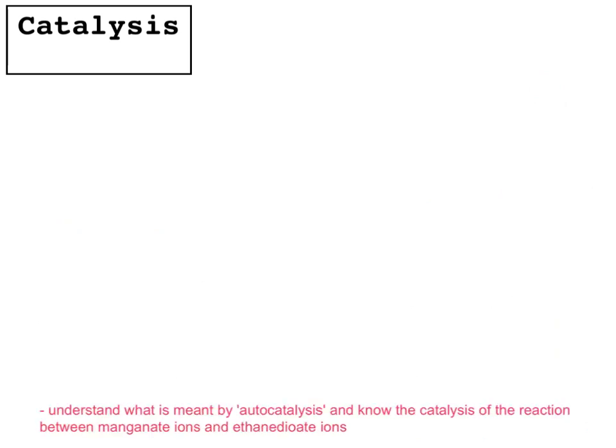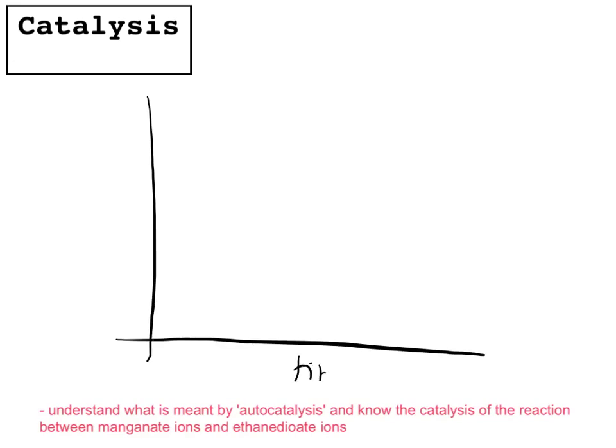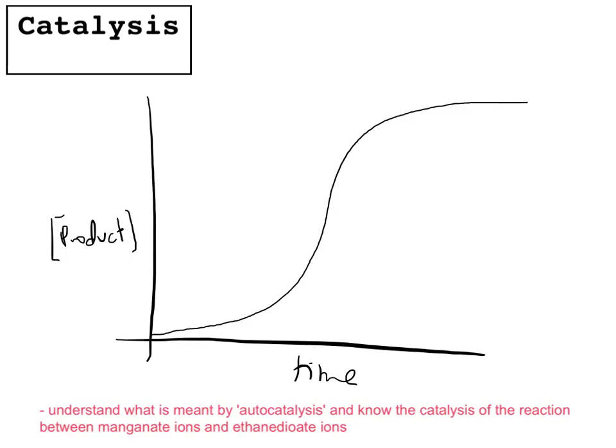So auto-catalysis is where a reaction is catalysed by a product of the reaction. And before I show you an example of that, I'm just going to show you what the rate graph would look like. So we'll have time along the bottom, concentration of product along the side, and we'll start off with quite a slow rate at first, and so there's not much product formed. Then as the catalyst gets formed, the product will get formed quite quickly, and then it will tail off.